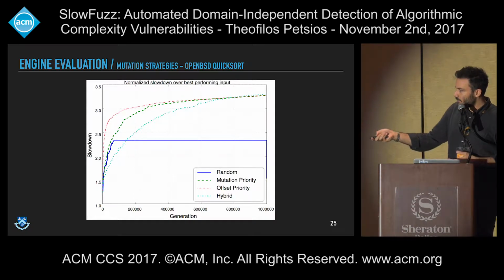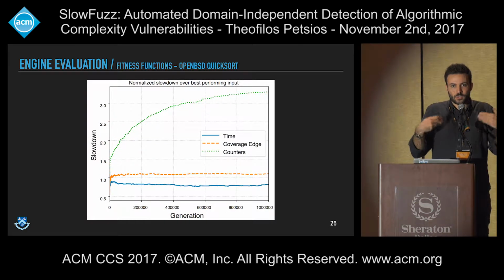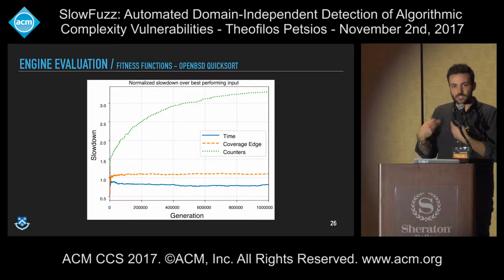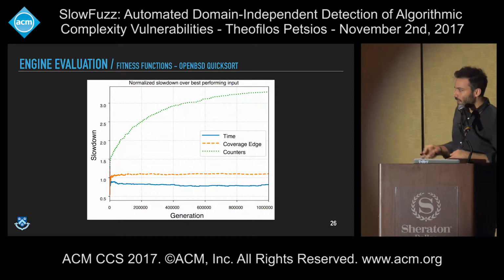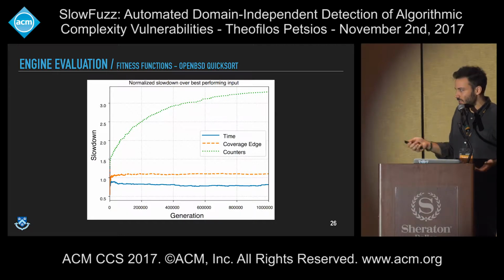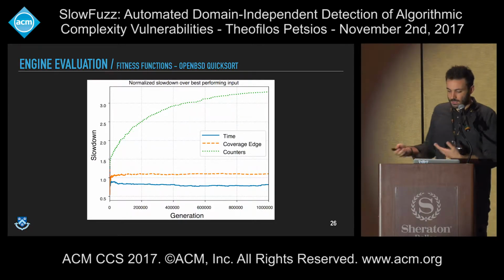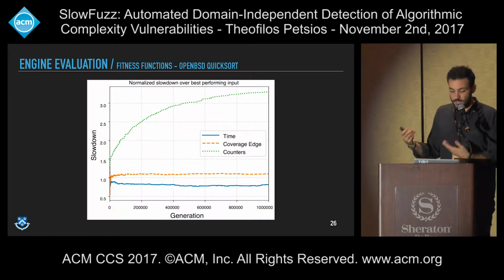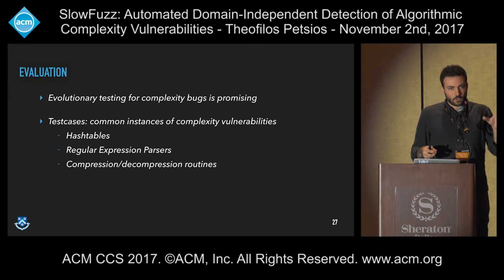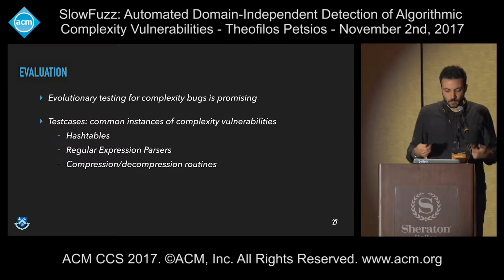And likewise, we see that coverage as a metric doesn't add anything because once you sort an array, essentially you've explored the whole program directly. And after a while, you cannot really guide the fuzzer to bring slower and slower inputs just by using coverage. And of course, there is no benefit in using some sort of time-based measurement instead of CPU instructions because of the noise, simply. So we see that we would degrade our input generation if we used time instead of CPU instructions. So we're starting to see that evolutionary testing for complexity bugs is promising. So in this very simple scenario, we managed to get some promising results.